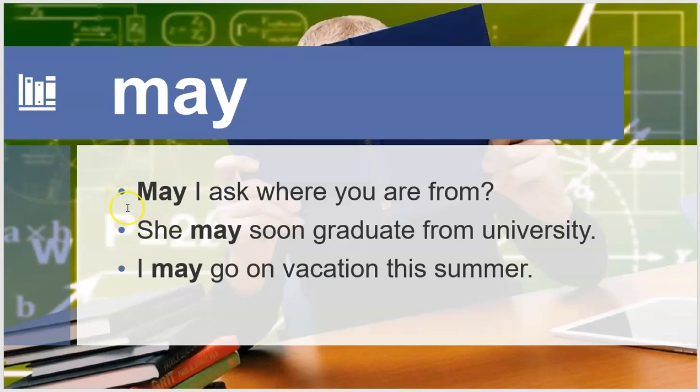May I ask where you are from? Repeat after me. May I ask where you are from? Next sentence. She may soon graduate from university. Repeat after me. She may soon graduate from university. Third sentence. I may go on vacation this summer. Repeat after me. I may go on vacation this summer.